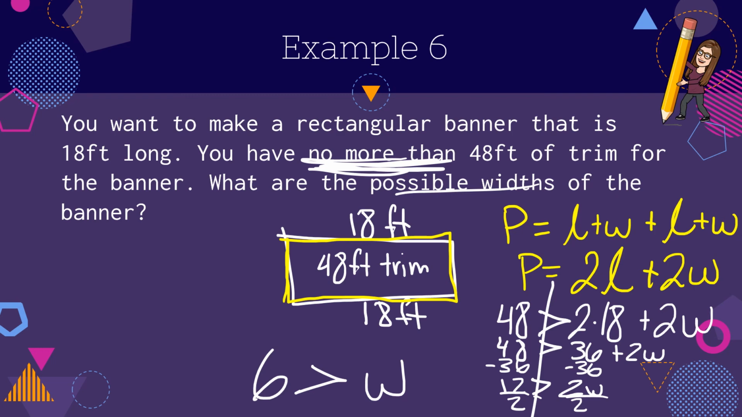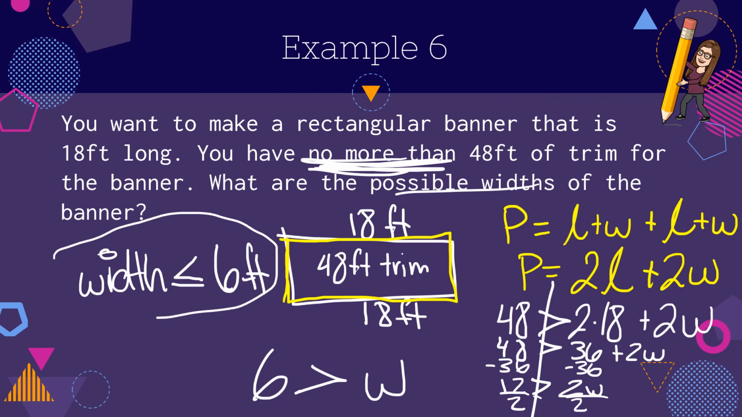So the question says, what are the possible widths of the banner? The widths can be less than 6 feet. Now, could they be exactly 6 feet? They could. The width could be exactly 6 feet, but no more, right? 6 is the greatest. So this is what I would be looking for. The width is at most, excuse me, I said that wrong, at most 6 feet in length.